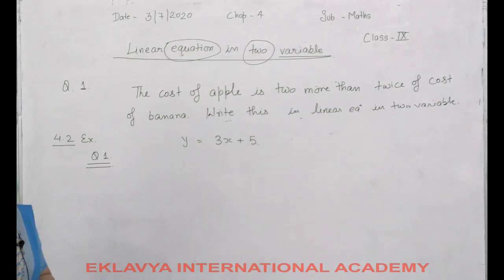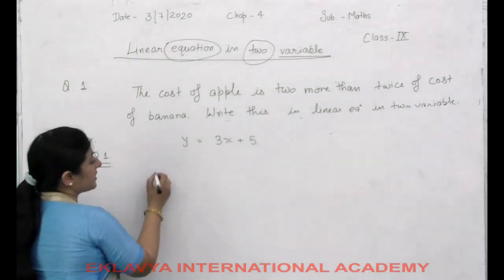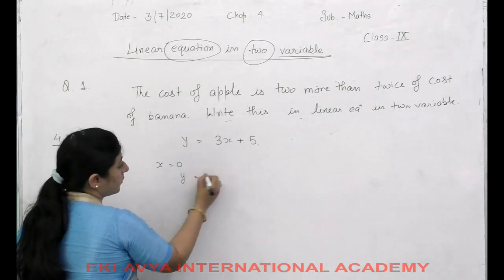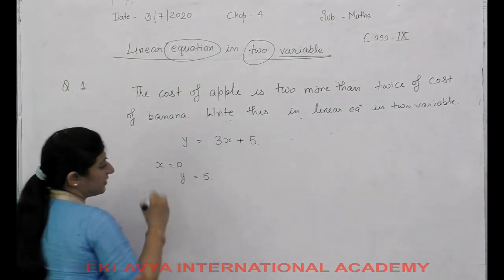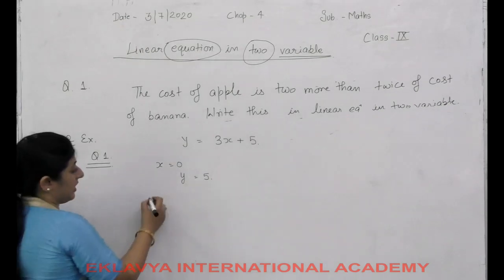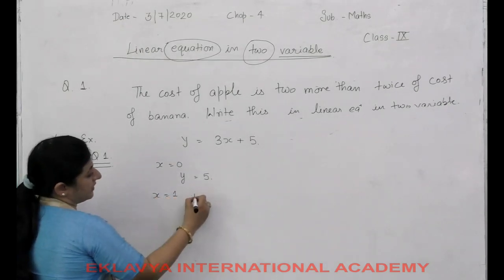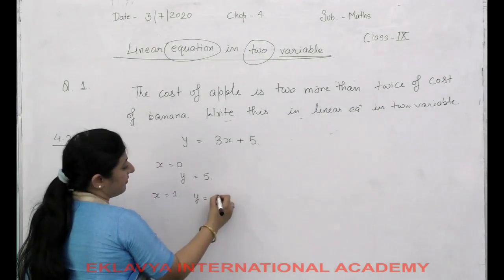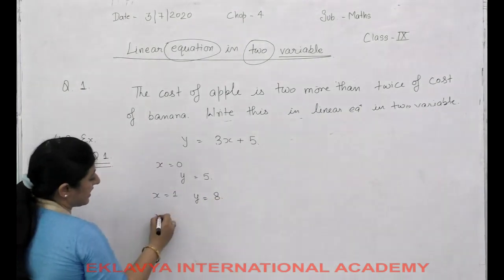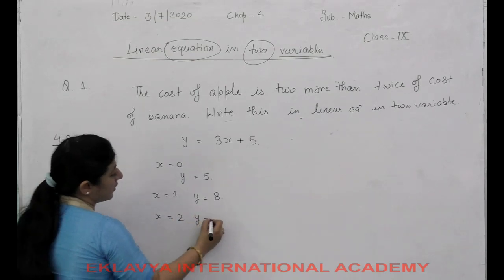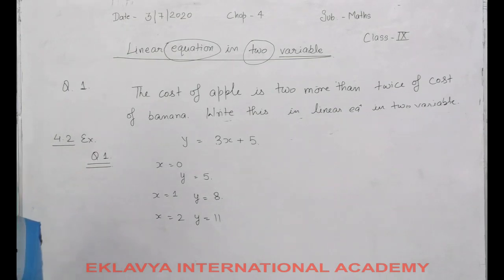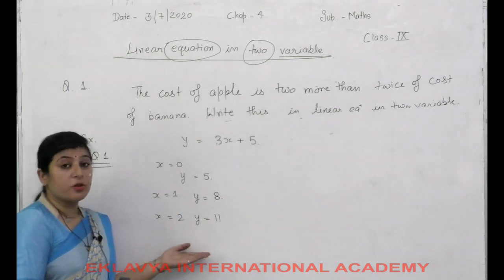Then how can we check it? Solve it first. Suppose I write x is equal to 0, then y is equal to 5. X is equal to 1, then y is equal to 3 ones are 3 plus 5, 8. X is equal to 2, y is equal to 3 twos are 6 plus 5, 11. It means there is no unique solution.